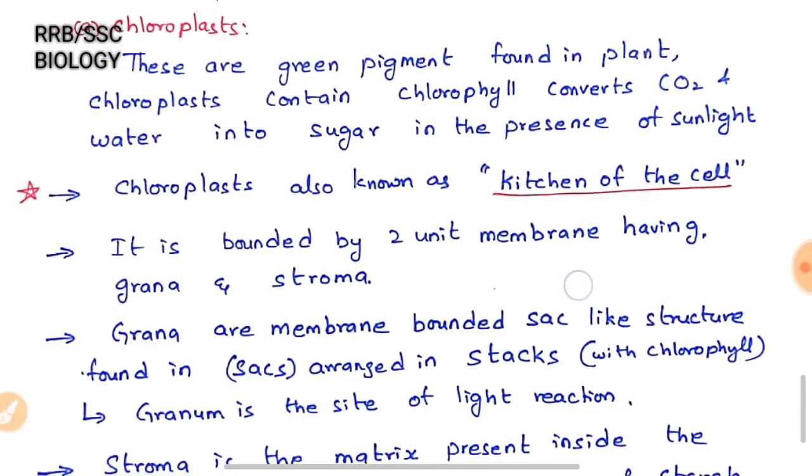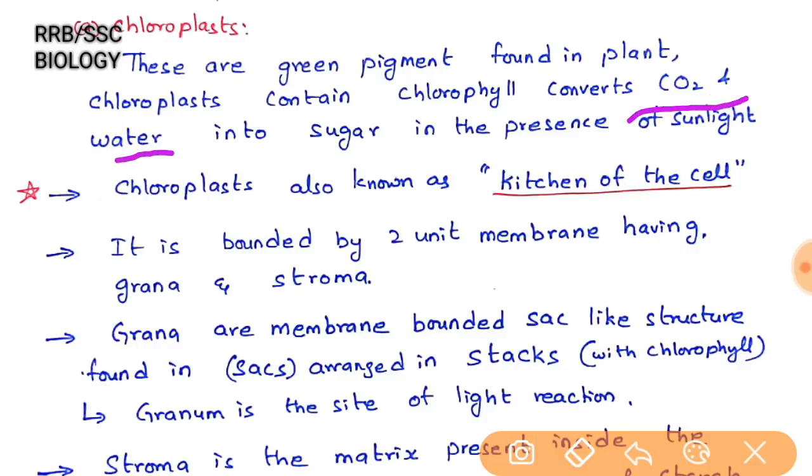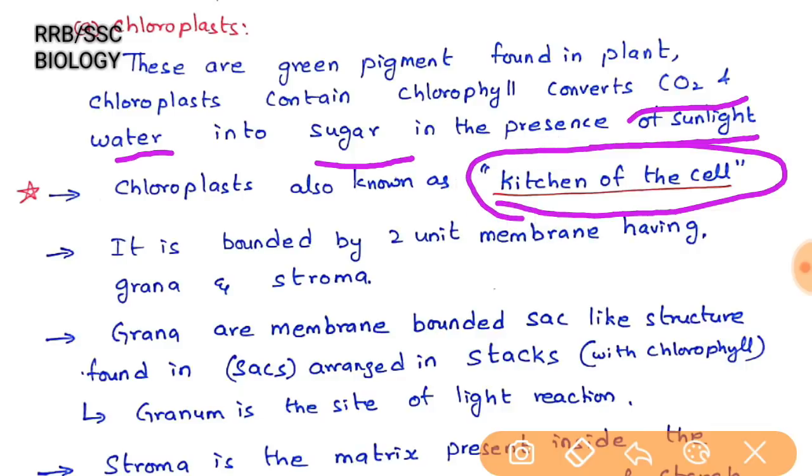Okay, what is chloroplast? We know that chloroplast contains chlorophyll. We have seen in the photosynthesis class, this chlorophyll is present in the chloroplast. Chlorophyll is the pigment which appears green in color, which converts CO2 and water into glucose in the presence of sunlight. And chlorophyll acts as a catalyst, and this is called photosynthesis. Chloroplast is also known as the kitchen of the plant cell, as it produces the sugar, that is glucose, that is energy, within the chloroplast. So food is prepared in the chloroplast. It is bounded by two unit membranes having grana and stroma.